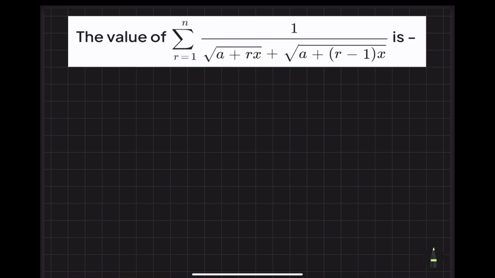So, we got a wholesome new problem which says the value of this is. So, we have 1 by something plus something. Those somethings are in root. So, look at this, how we will manipulate this question.